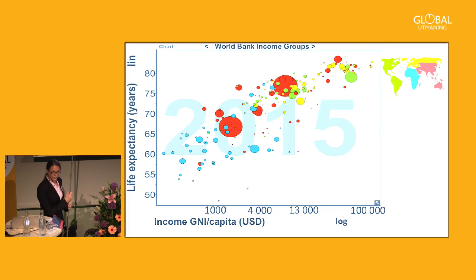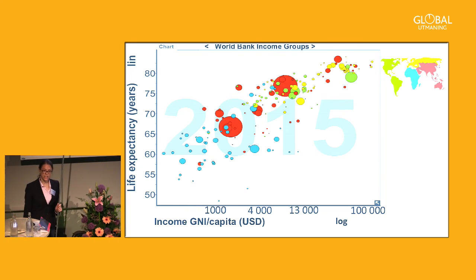Let's go back to the graph again. I think now you're quite familiar with it. We're here to talk about fragile states. Where are our fragile states?